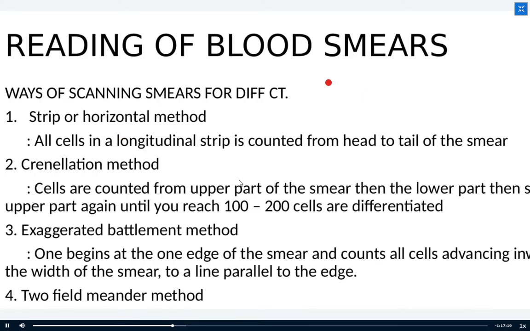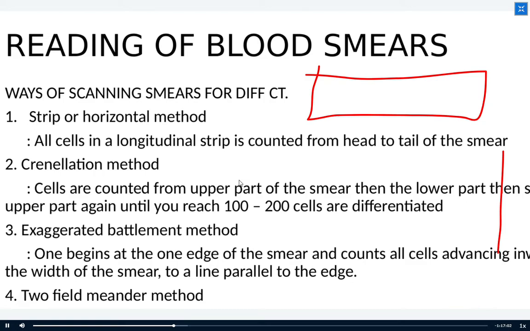Now, once you have your stained smear, you're going to read it. Now, how would you read it, class? Now, there are 5 types of reading. I won't read them, but I show them to you. First would be your strip or your horizontal method. So remember, class, your vertical line is this and your horizontal line is this. Now, imagine if this is your smear, you're going to read it in a horizontal pattern. So normally, you'll start from the head to tail.